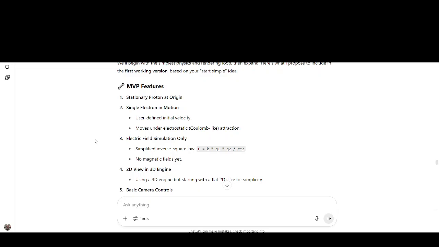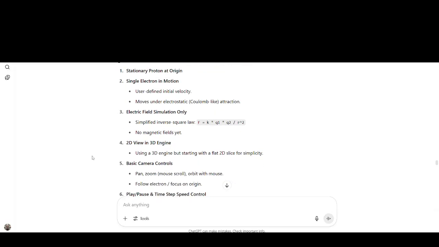Electric field simulation only, simplified inverse square law, force equals, okay, so it still has the constant, K times Q1 times Q2 divided over R squared. I'm actually curious what happens if you take away Q, or take away K. Yeah, I don't know, like what if you were to increase Q1 and Q2? Yeah, I don't know. No magnetic fields yet.